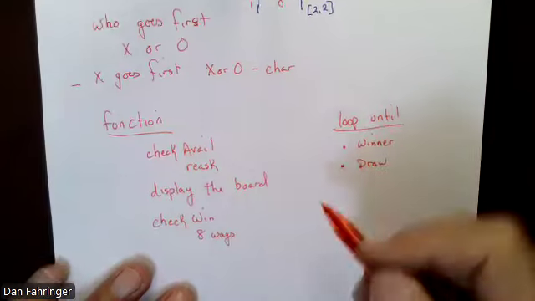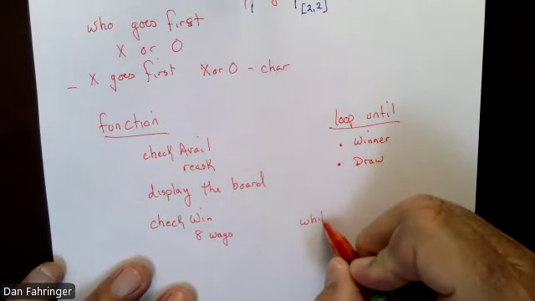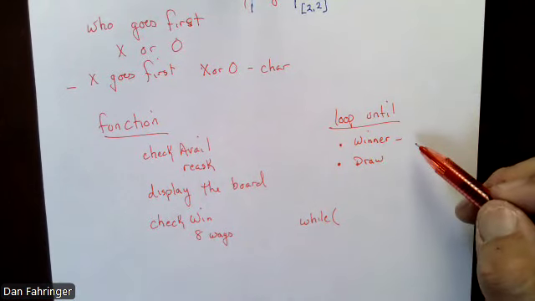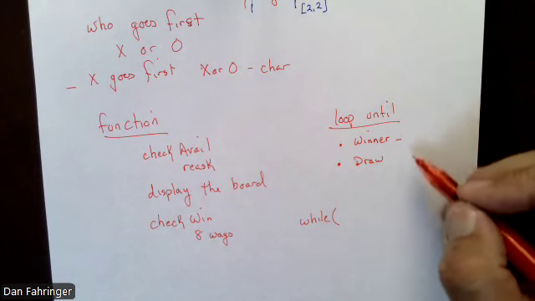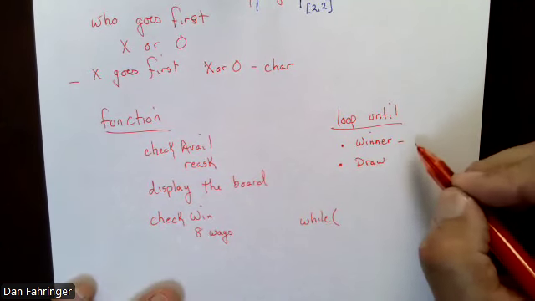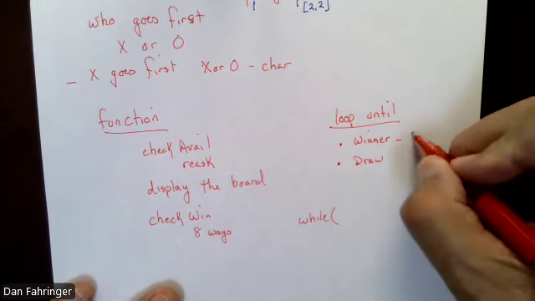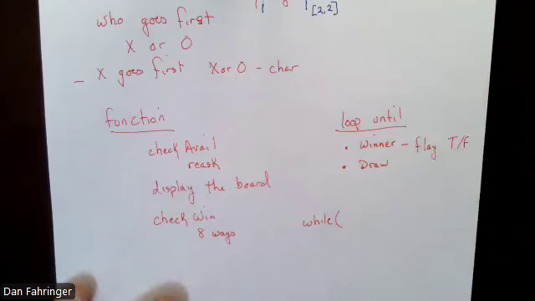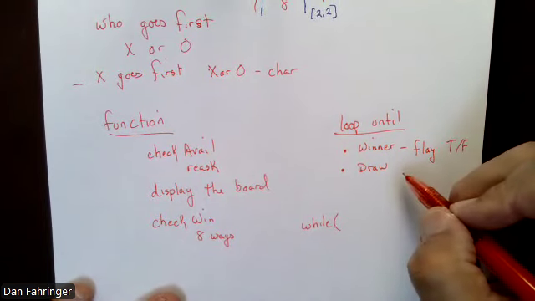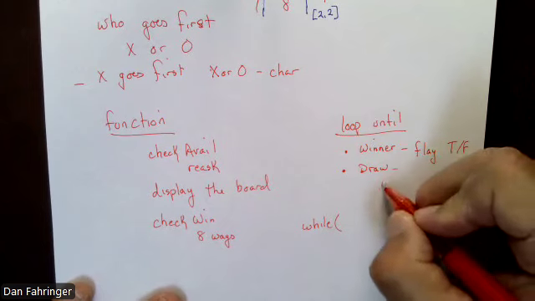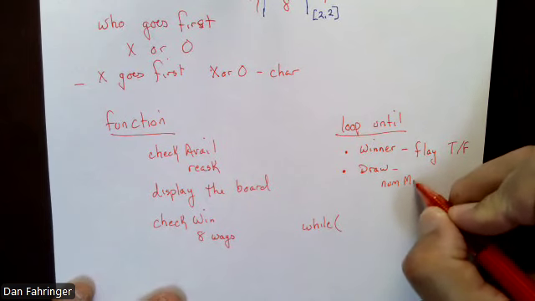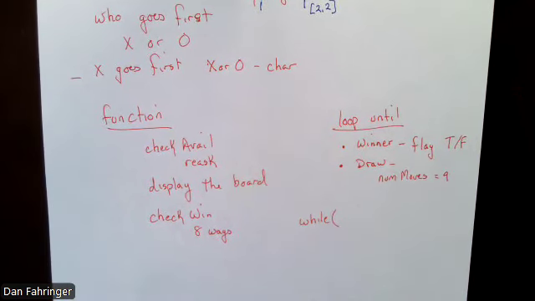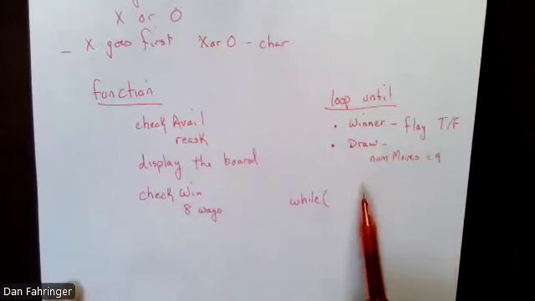So I'm going to have a while loop, and I might make this winner a flag. A flag, yeah, true or false? The draw means there were 9 moves. Maybe I have something like this going: num moves equals 9. Ah, there's my while loop.